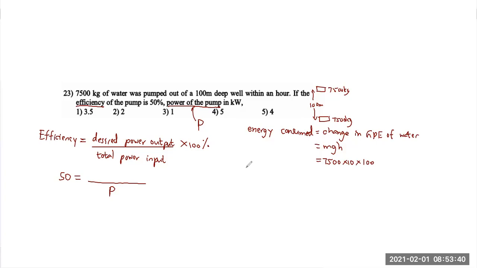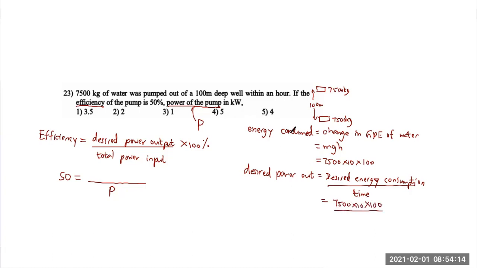Now, power consumption. If not, desired power output, I'll write that. This is what we need to happen. Energy we have found, that is the desired energy consumption, divided by time. You divide energy by time, you get power. Desired energy is 7,500 into 10 into 100. And how long does it take? 1 hour, which is 60 minutes, and each minute has 60 seconds, so 3,600 seconds.